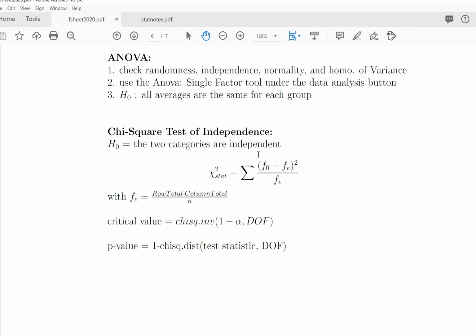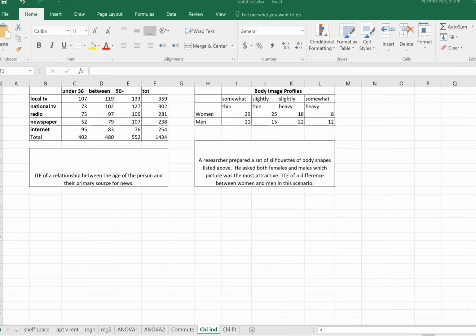I measure that evidence by calculating the chi-square statistic, as you see here, and utilizing the critical value from the chi-squared inverse function. So let's get right into it. Here's our problem.